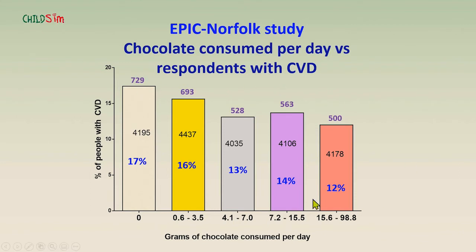So this is the basis of all those newspaper reports, including the BBC and the Daily Telegraph and all the big British newspapers, who said chocolate consumption reduces heart attacks. This is where the data comes from. This is where the headlines come from. I'm going to leave you to judge this for yourself.